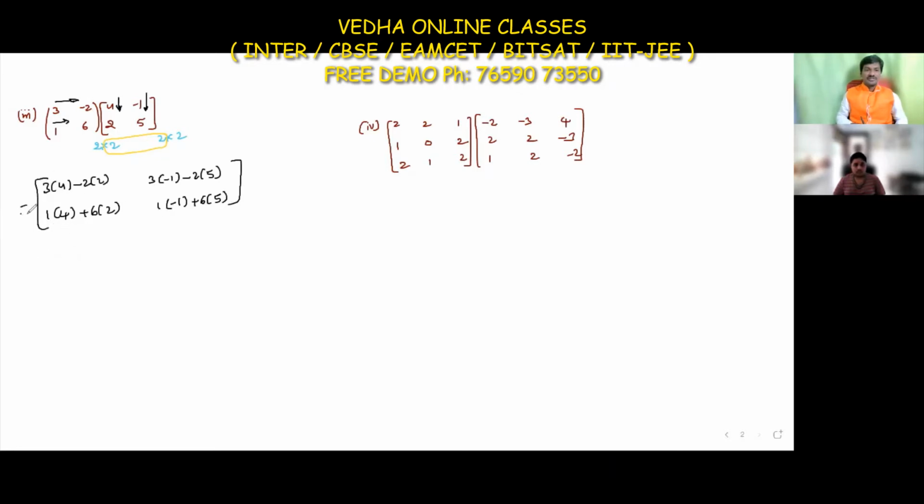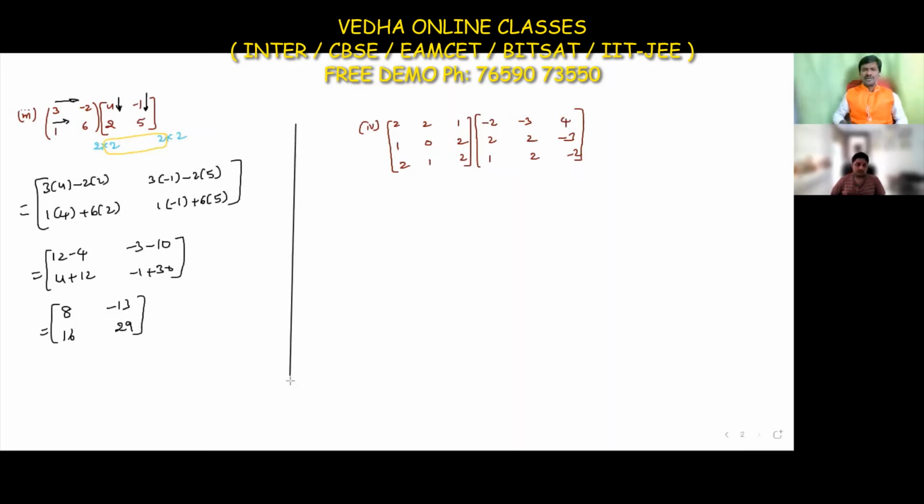So this is equal to 3 4s are 12 minus 4, 3 1s are minus 3 minus 10, 1 4s are 4 plus 6 2s are 12, minus 1, 6 5s are 30. 12 minus 4 is 8, minus 3 minus 10 is minus 13, 6 plus 12 plus 4 is 16, 30 minus 1 is 29. So this is the required answer, a 2 by 2 matrix. Okay, understood? Yes, sir.